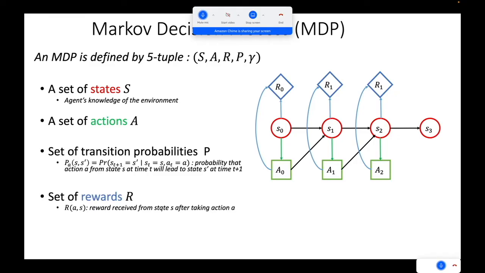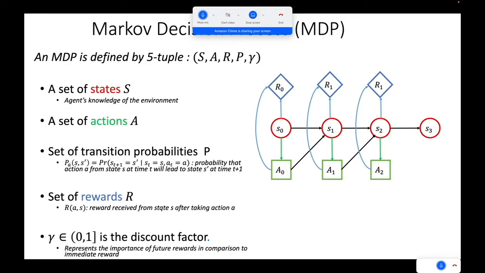The set of rewards is the population of all possible rewards that can be offered to an agent. The reward depends on the current state and the action that the agent takes. And then finally, gamma is the discount factor. It gives control to the modeler, how much importance one should assign to short-term versus long-term reward.